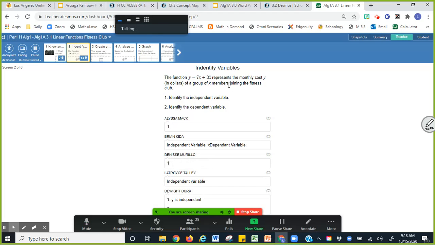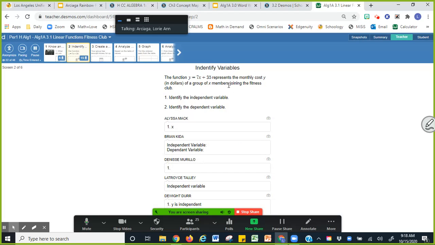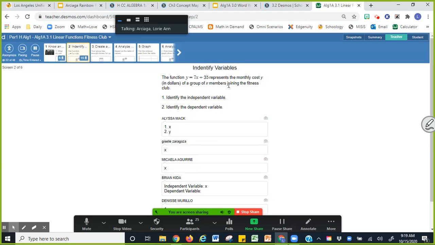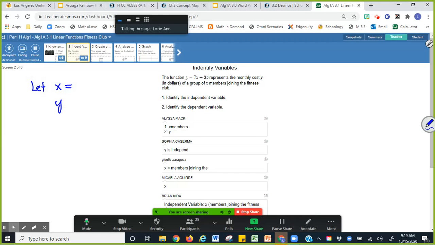Okay. So independent variable is x. So what is x about? So what is x in the story? Okay. So x equals what? So it's pretty much like when you're defining variables when you're problem solving. So you're going to say something like x is equal to, or let x be equal to what, and then y is equal to what, right? So those are your dependent and independent variables.